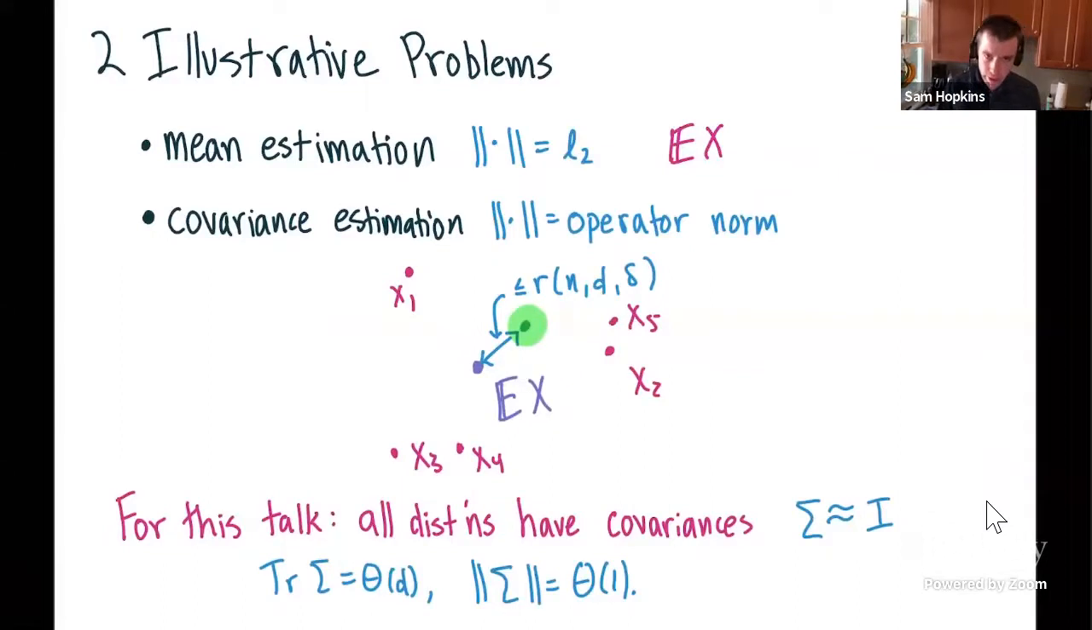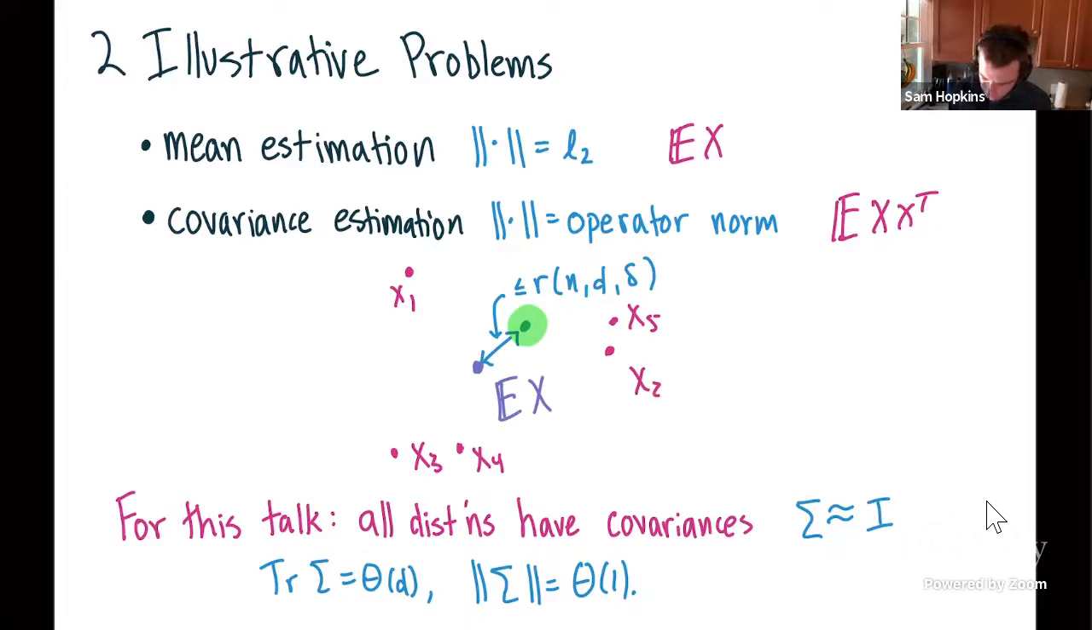Let me illustrate with maybe the two most basic problems in high dimensional estimation. One is estimating the mean of a random variable. In this case, the norm we'll consider will just be L2, the Euclidean norm, and the parameters we want are just the expectation of the random variable. The second is covariance estimation, where my goal is to estimate, let's just assume the mean is 0, so that you're really just estimating the second moment. You want to estimate the covariance, and the norm I'm going to be interested in is operator norm, the maximum magnitude eigenvalue.